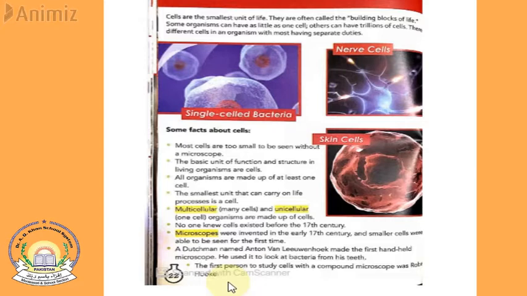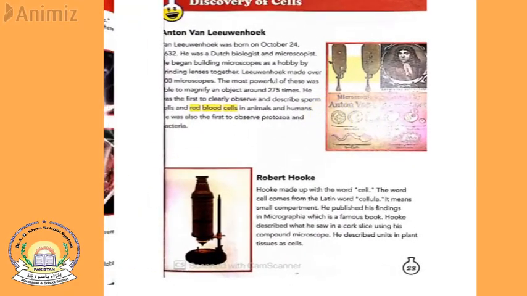In the next lectures, there are different types of cells: single cell bacteria, nerve cells, skin cells. We should know the names, and in the coming lectures we are going to see these cells in detail, and what these skin cells, nerve cells, and single cell bacteria are used for. So now let's discuss something about the discovery of cells.